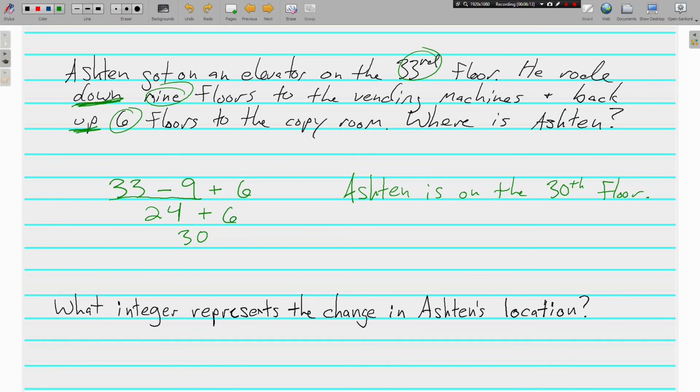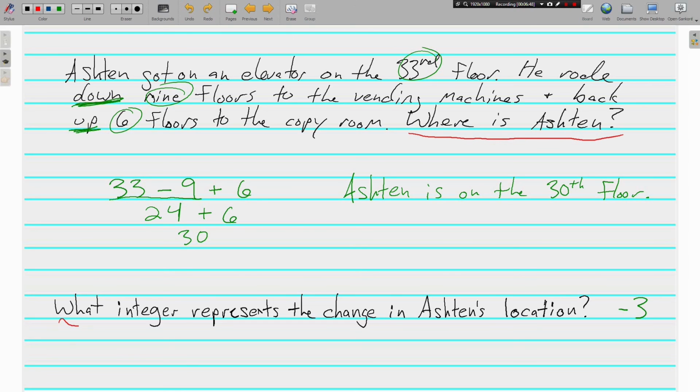What if the question had been, what integer represents the change in Ashton's location? Well, where is Ashton now compared to where he was? All right, he started on the 33rd floor, and now he's on the 30th floor. So his change is he has gone down 3 floors. What integer represents down 3? Well, that would be a -3.